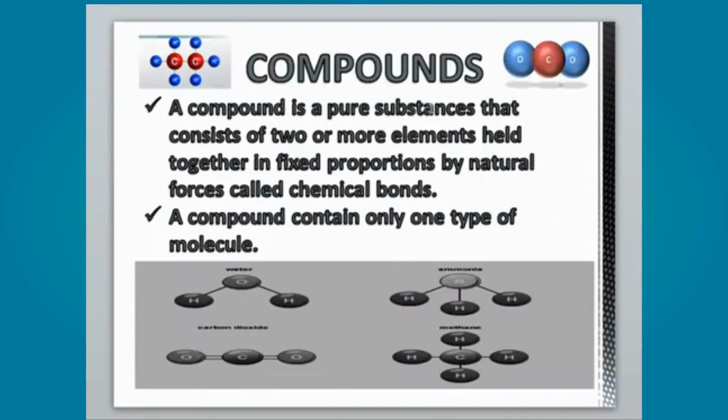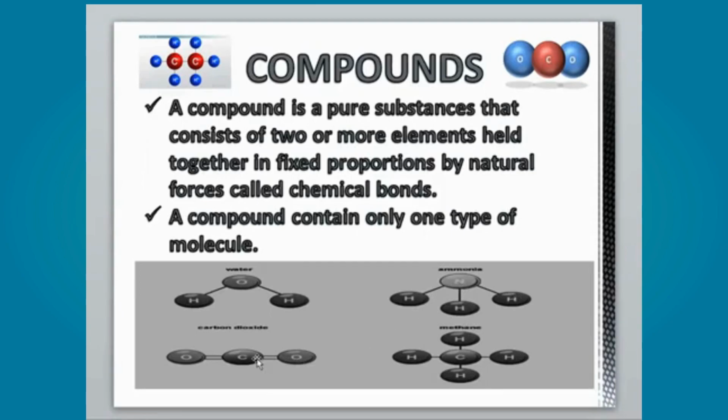A compound is a pure substance that consists of two or more elements held together in fixed proportions by natural forces called chemical bonds. A compound contains only one type of molecule. For example, water molecule, carbon dioxide molecule, ammonia molecule, and methane molecule. All water molecules have one oxygen and two hydrogen. All ammonia molecules contain one nitrogen and three hydrogen.